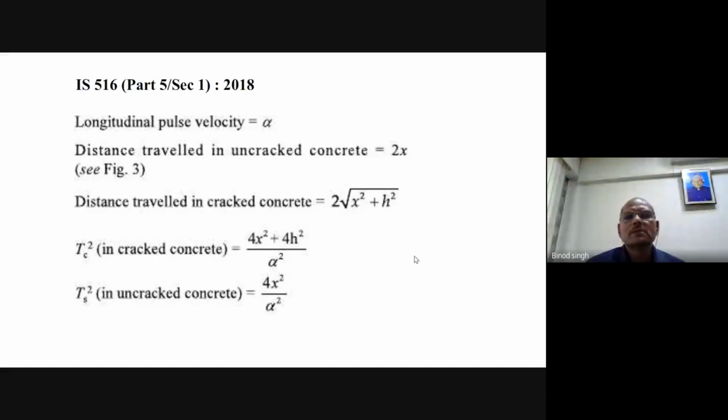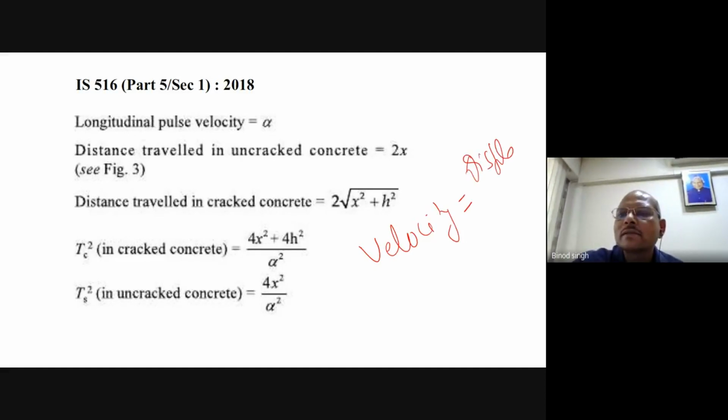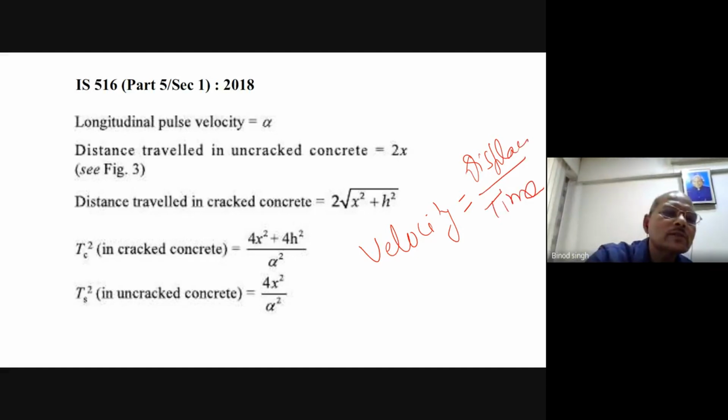So you know the velocity. What is the velocity? That is nothing but distance by time, so this is the distance. With the help of this, velocity is nothing but displacement by time, so you can calculate the time t for the cracked concrete.